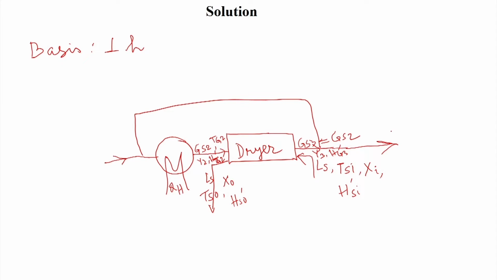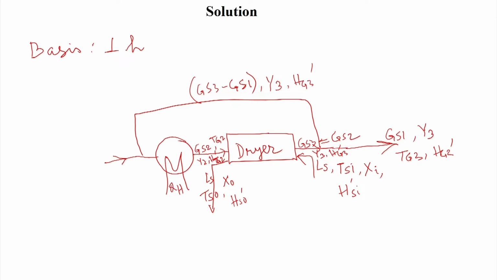So that part we can take as Gs1, with the same Y3, the same Tg3, and the same Hg3. Only one part of this is recycled. So the flow rate of this part is the total flow rate Gs3 minus Gs1, the humidity is Y3, and the enthalpy is Hg3 prime.